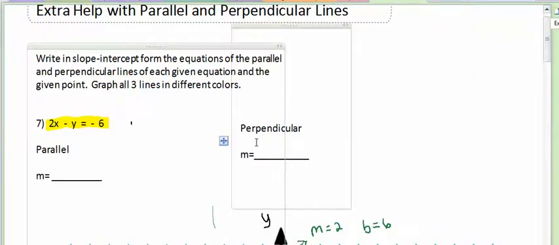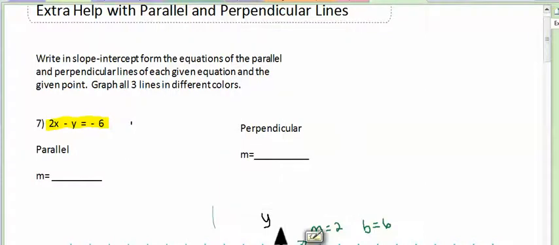Okay, so now the next thing I'm going to do is make a line that's parallel. Well, I have two lines over here. What do we know about the slope of a parallel line? We're going to use the same slope as in our parent function. So we're going to use the slope for parallel of 2. I'm going to make a note there so I don't forget.